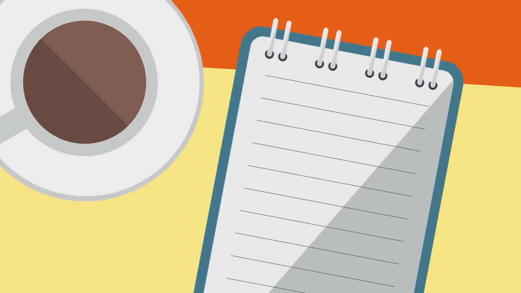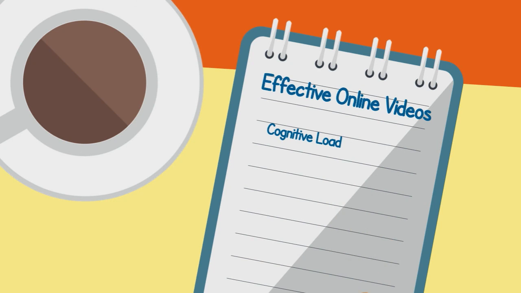So there we have it, the 3 elements of effective online videos: cognitive load, student engagement, and active learning.